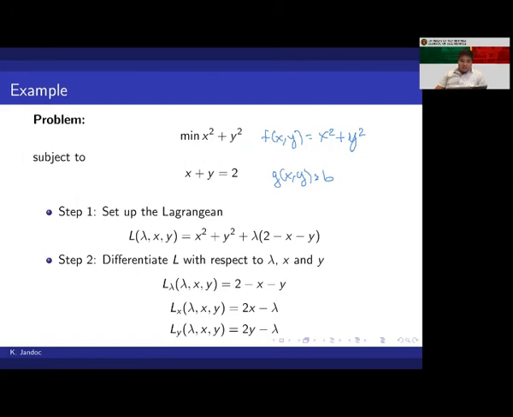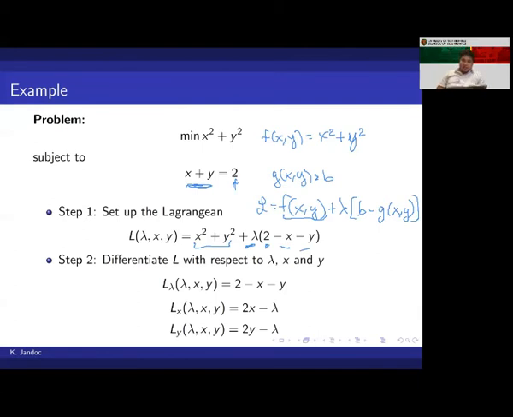So the first step is to set up the Lagrangian. So what's the Lagrangian? As discussed, the Lagrangian is just f(x, y) plus lambda times (b minus g(x, y)). Therefore, the Lagrangian is composed of f(x, y), which is this one, and then plus lambda times (b, which is 2, minus g(x, y)). So your g(x, y) is x plus y, the negative of that is negative x minus y. So that's the Lagrangian.